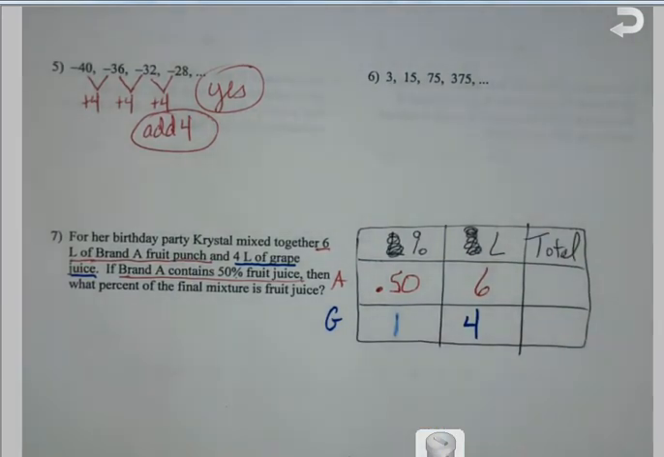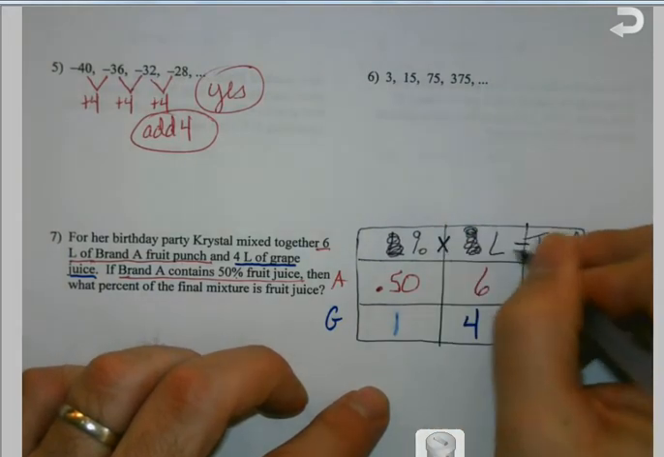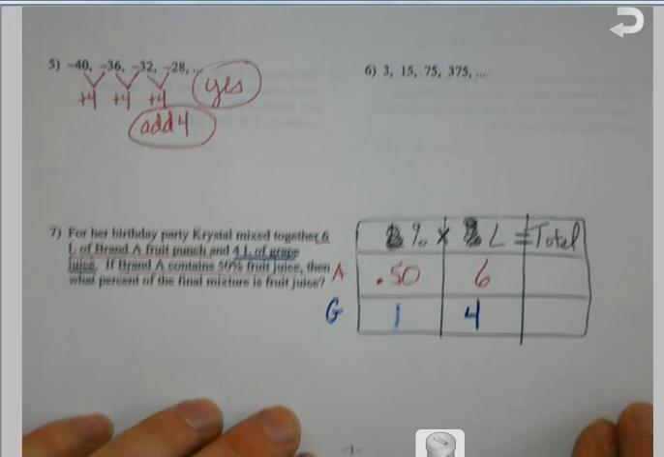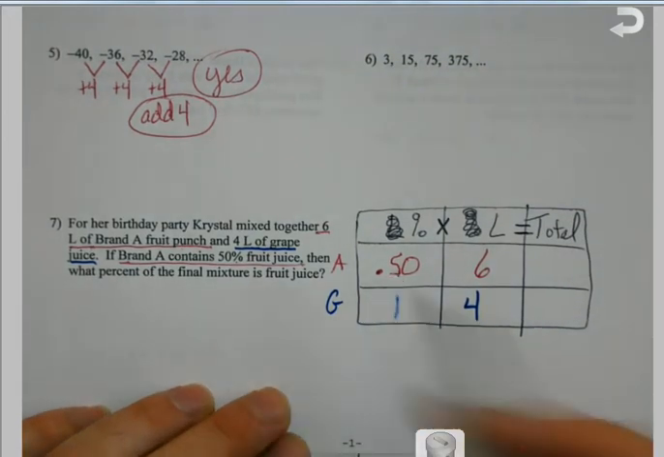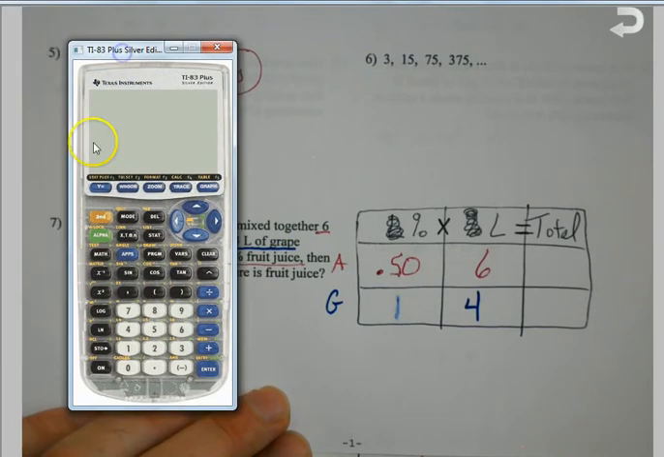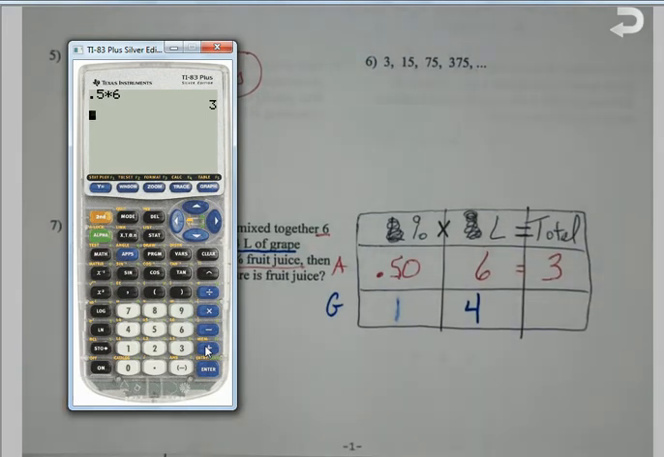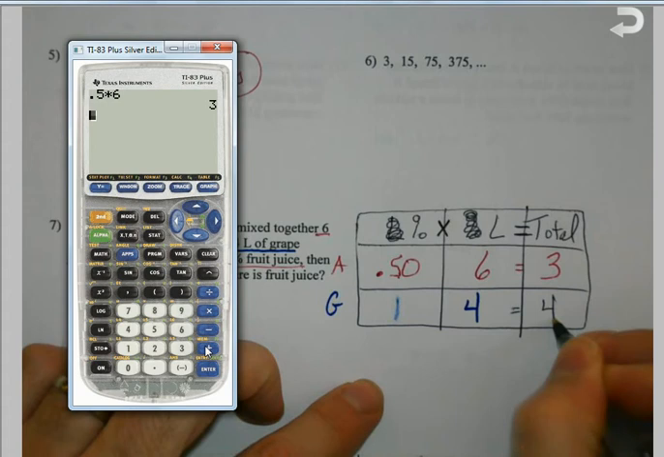So my percent would be, I guess I'm just going to call it 1. Or I could call it 1.00. And we talked before about how when we're doing these, we're going to multiply the first 2 numbers together and set them equal to the third. So if I do 0.50 times 6, put that over there. Let's see what we get for some of these. Okay, so we've got 3. 1 times 4 is 4.